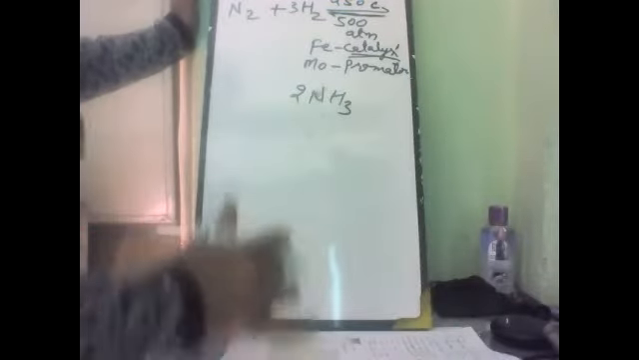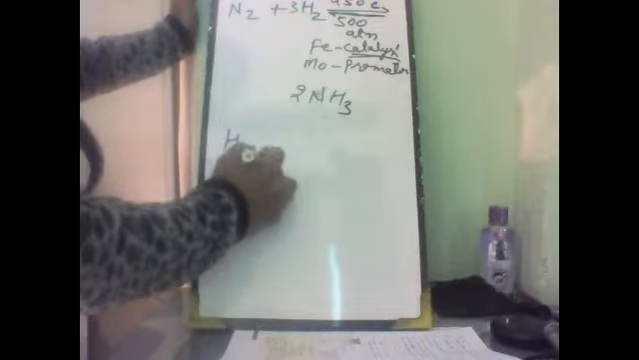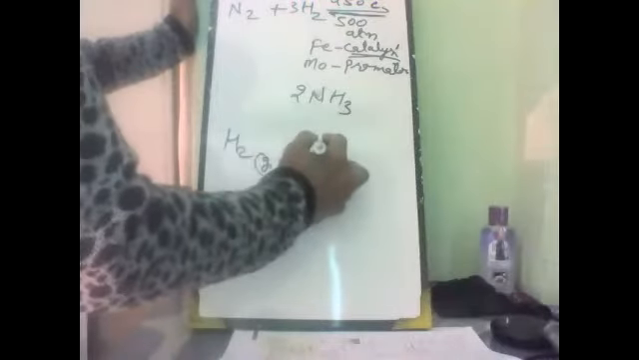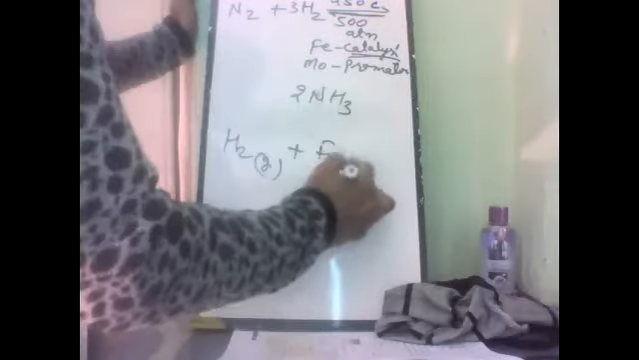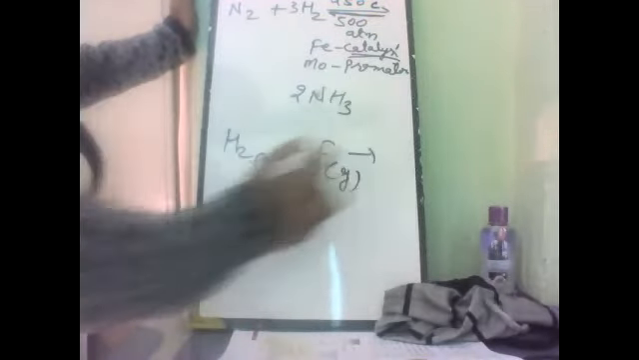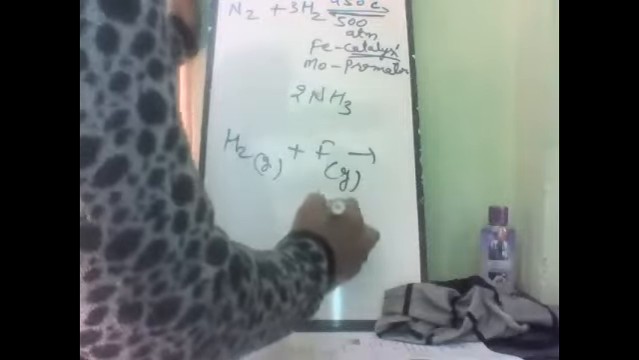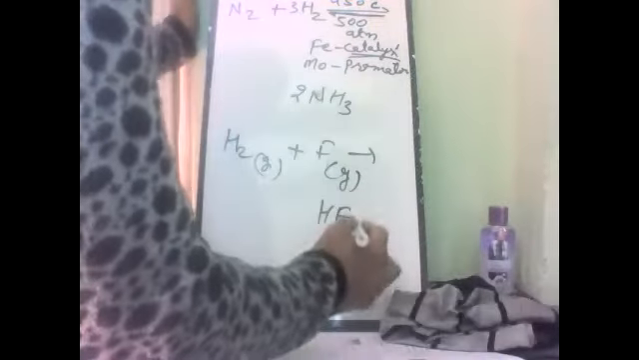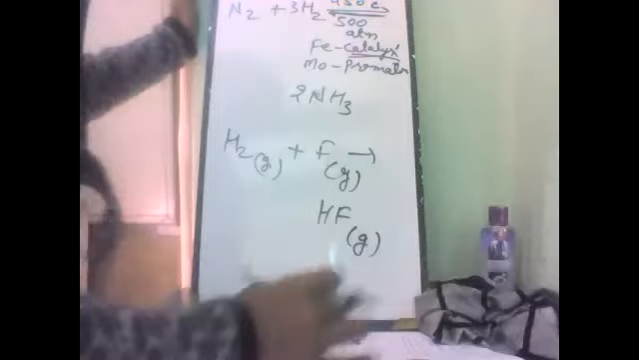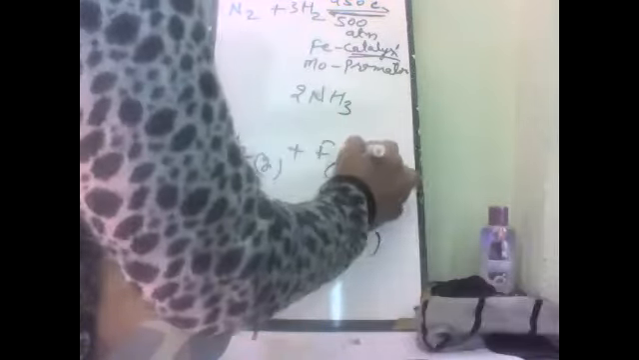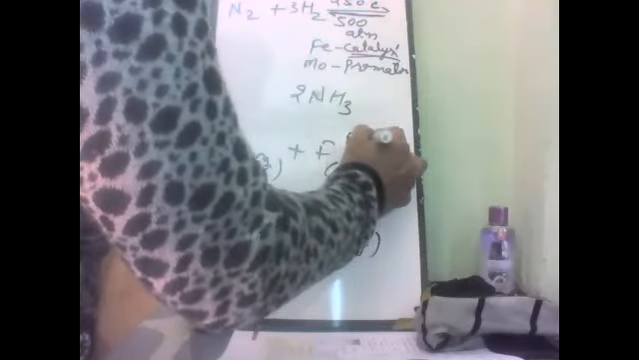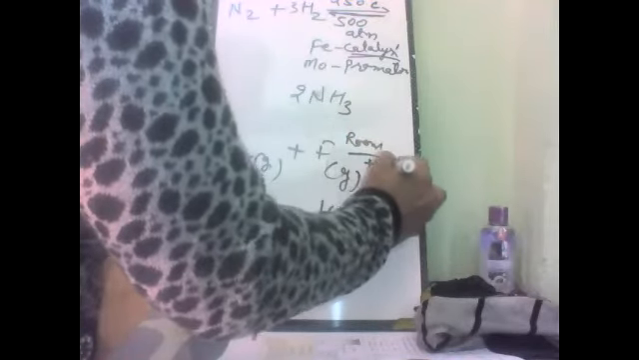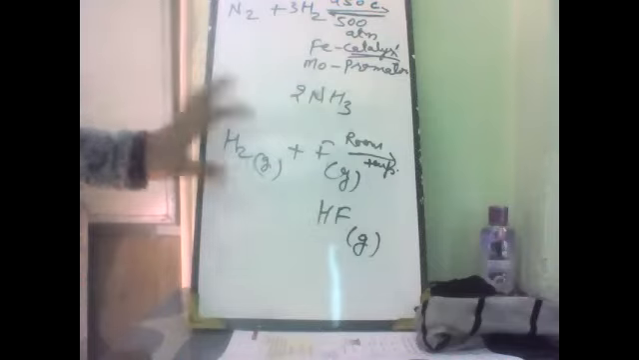Some other types of reactions are there. When hydrogen gas reacts with fluorine, also a gas, they form hydrogen fluoride gas. It is also a gas, and it takes place at room temperature. The condition for this reaction is room temperature.